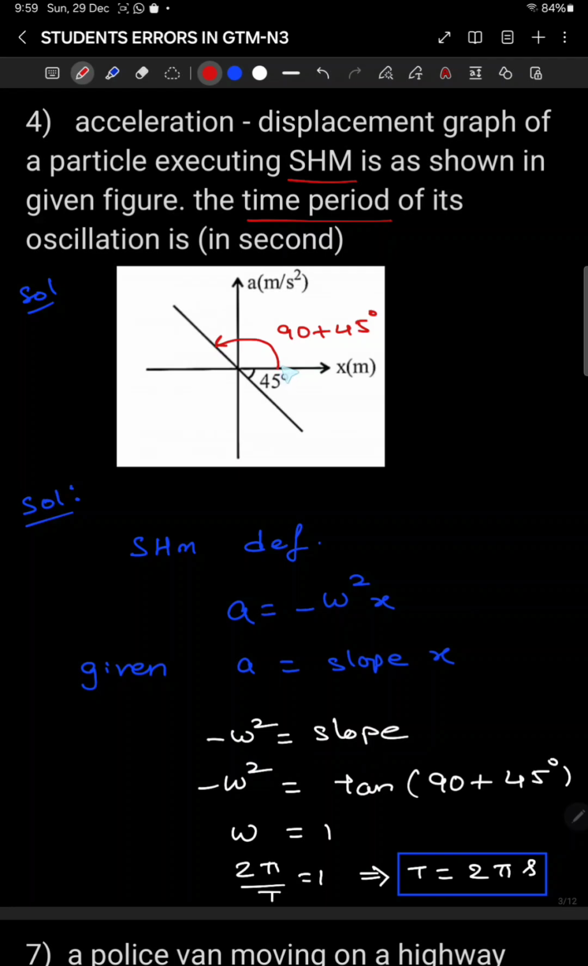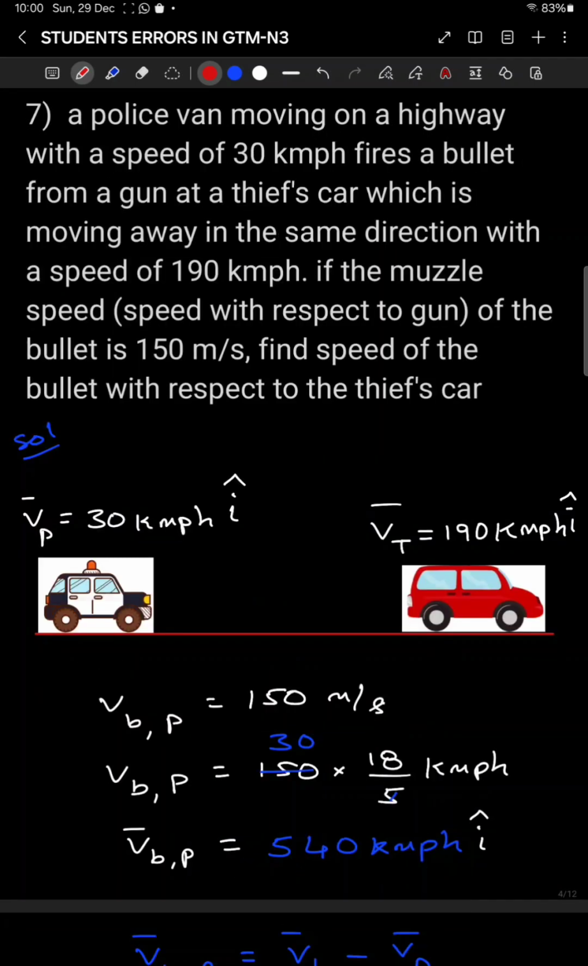Slope formula is tan of angle with positive x axis in anti-clockwise. This angle was 90 plus 45. Substitute here. So tan of 90 plus 45 means minus cot 45. You will get minus 1. So minus minus cancel. You will get omega value 1. Omega formula is 2 pi by time period. You can find time period. Let's go to next question.